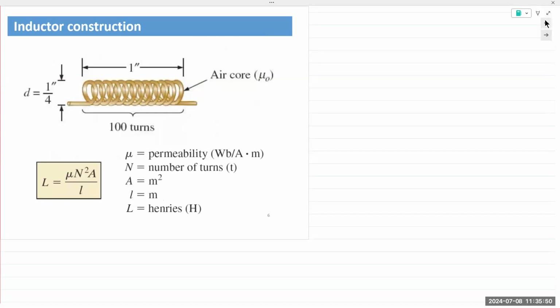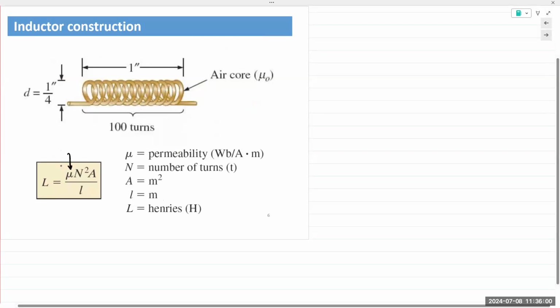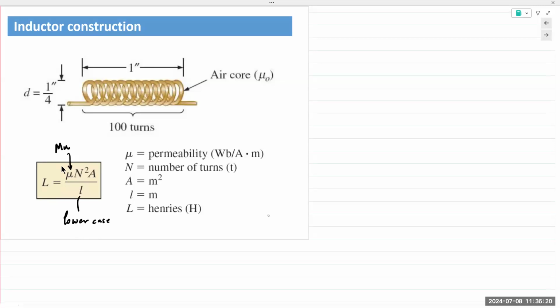The physical construction of an inductor is given by this equation right here. L is equal to mu, the Greek letter mu, N squared A over l. This l is lowercase l. Actually, it causes confusion. So the uppercase L stands for inductance in Henry.